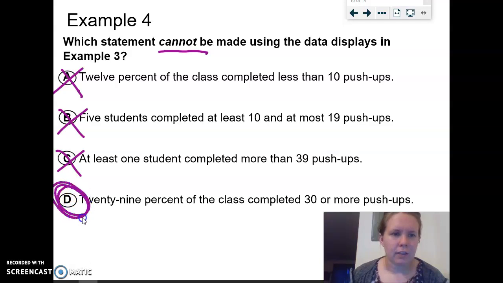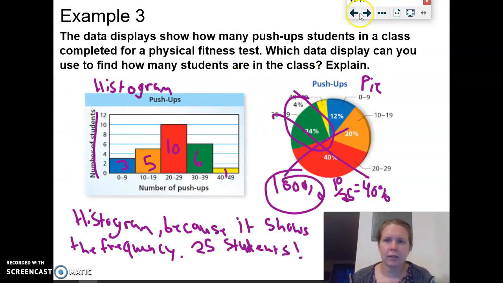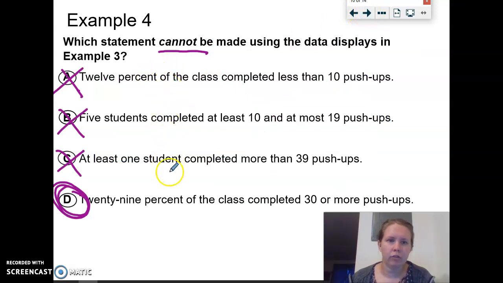Okay. So data is a good way, and these are good examples too, of ways we can describe our data using different displays. These displays let us come up with 3 true statements and 1 that's incorrect. Yes, there were 12% of the class that completed less than 10 push-ups. Yes, 5 students did complete at least 10 to 19 push-ups. And yes, at least 1 student completed more. Those were true.